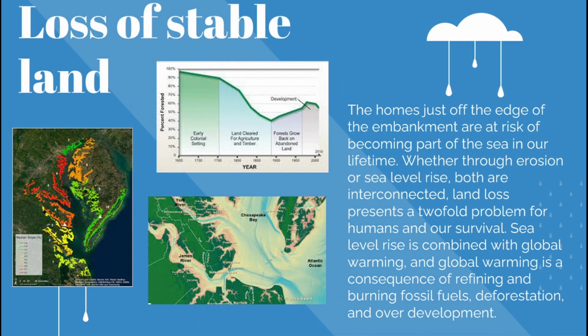Loss of stable land. The homes just off the edge of the embankment are at risk of becoming part of the sea in our lifetime. Whether through erosion or sea level rise, both are interconnected. Land loss presents a twofold problem for humans and our survival. Sea level rise is combined with global warming, and global warming is a consequence of refining and burning fossil fuels, deforestation, and overdevelopment.